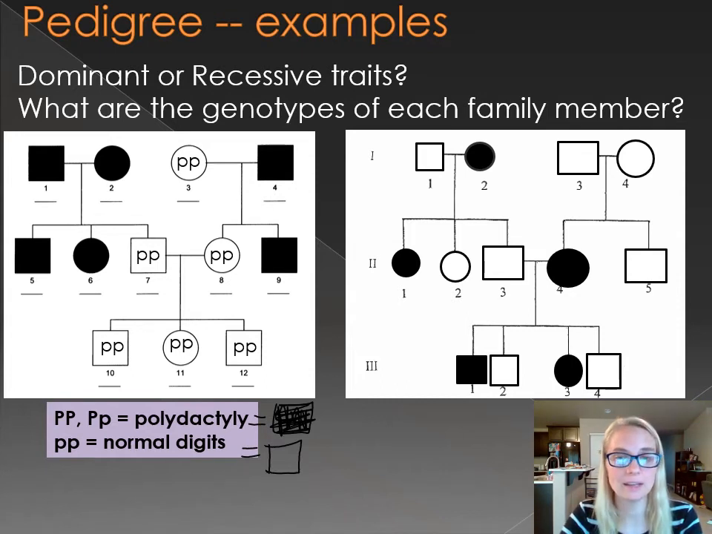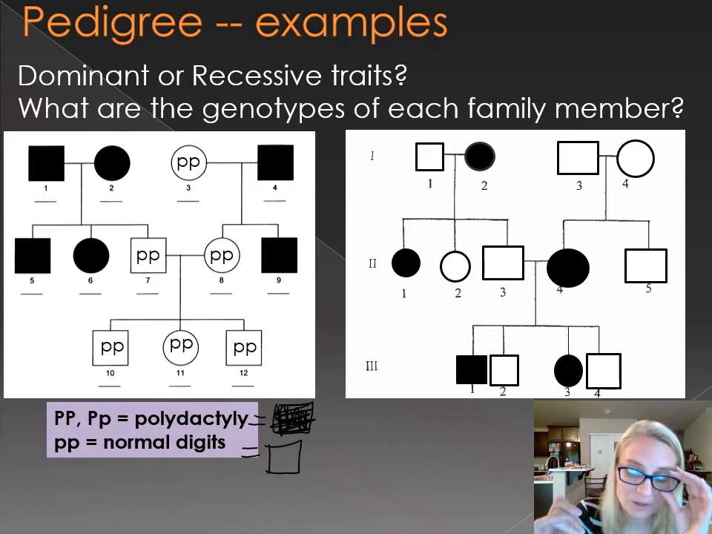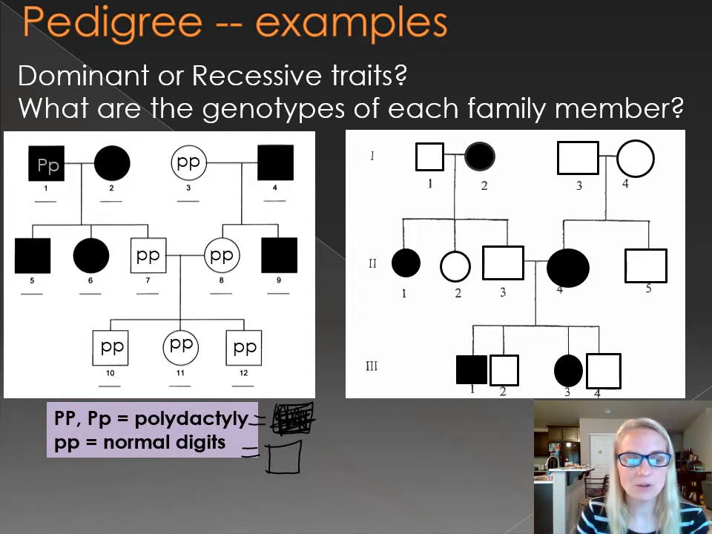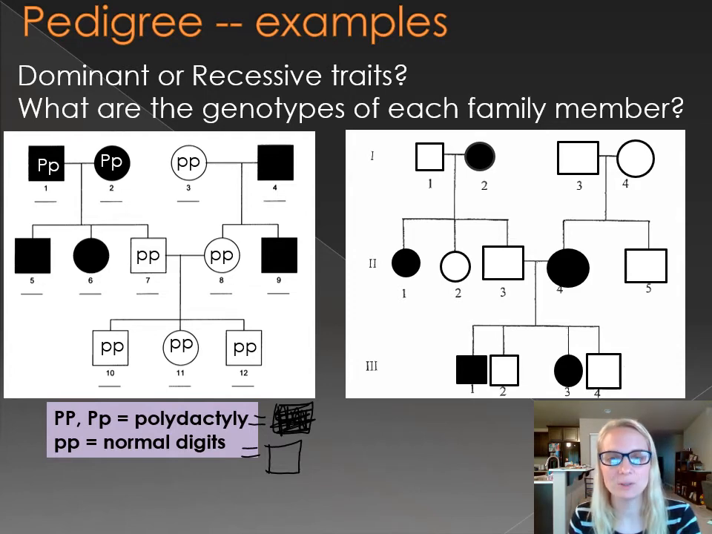Now, if they had a kid, individual number 7, that was little p, little p, both parents had to have been able to donate a recessive allele. That's the only way number 7 could have gotten homozygous recessive. So what does that tell you the genotypes of individuals 1 and 2 have to be? They are 6-fingered, or 6 or more fingered, so they have to have a dominant allele, but they also have to have a recessive allele to donate to their son. So that tells you individuals 1 and 2 have to be heterozygous for them to be able to be 6-fingered and have a 5-fingered kiddo.